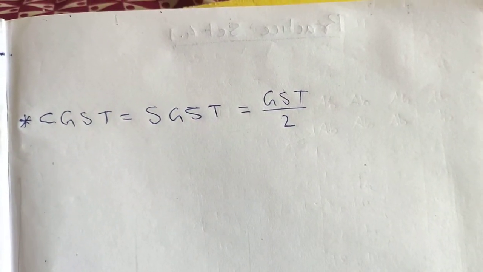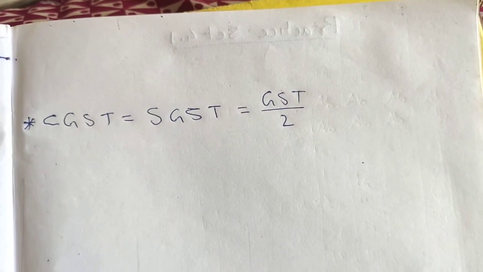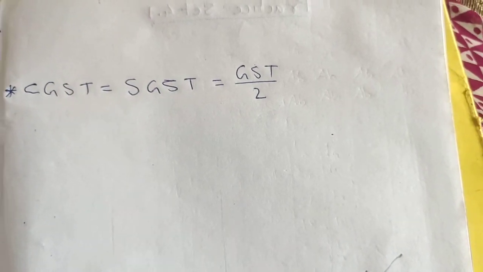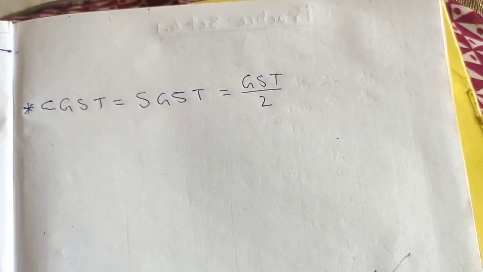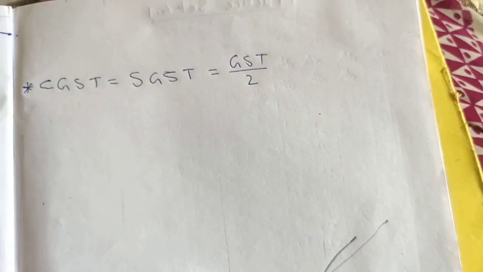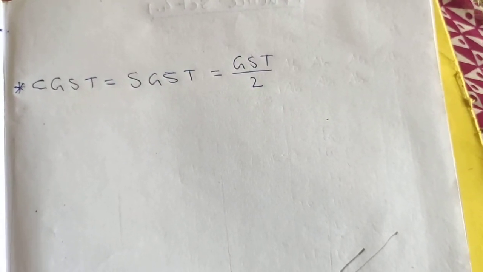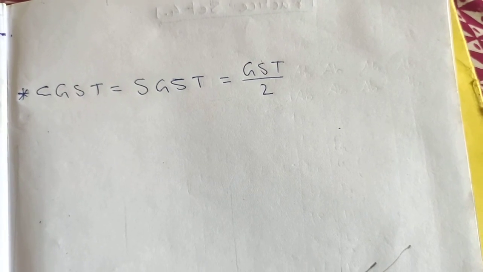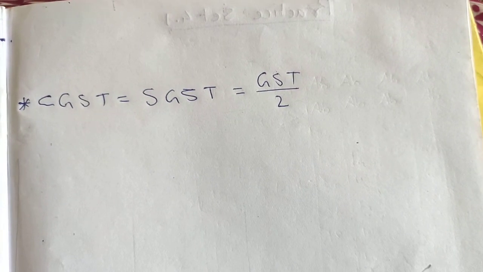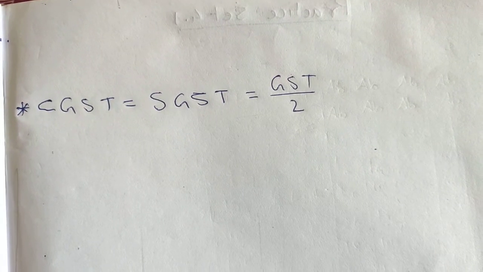Okay, so for today what have we learned? We have learned basic terms which are going to be important in this chapter, and then we have learned how to make the invoice table. And then we have learned this formula, CGST is equal to SGST is equal to GST upon 2. So you all remember this formula and whatever we have learned today. Revise it, or you can watch this video twice so that you can understand properly.